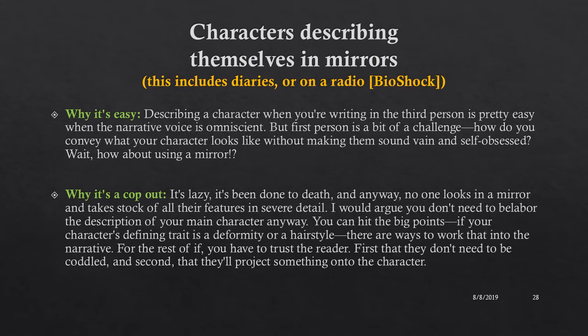It's easy because describing a character when you're writing in the third person is pretty easy when the narrative voice is omniscient, but first person is a bit of a challenge. How do you convey what your character looks like without making them sound vain or self-obsessed? So use a mirror, right? That's why it's easy. Why is it a cop-out? Well, it's lazy, it's been done to death, and anyway, no one looks in the mirror and takes stock of all their features in severe detail.